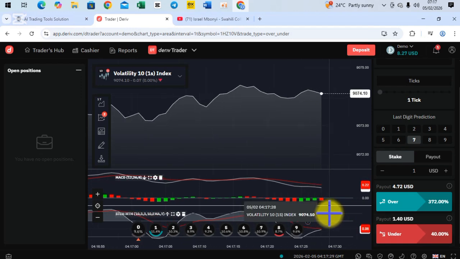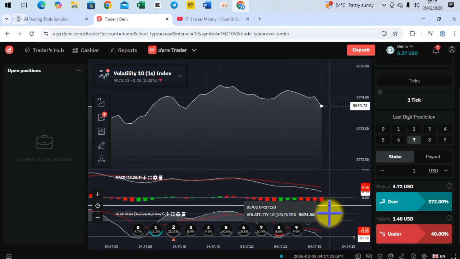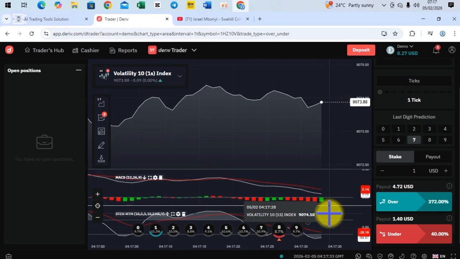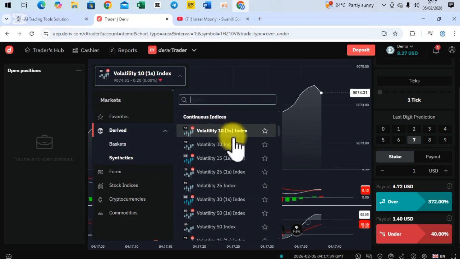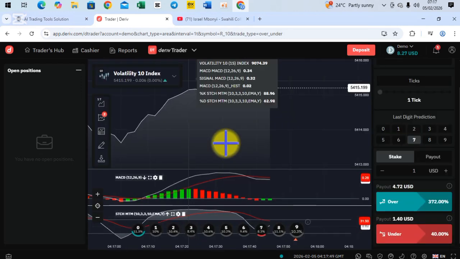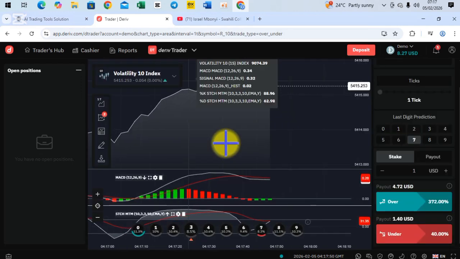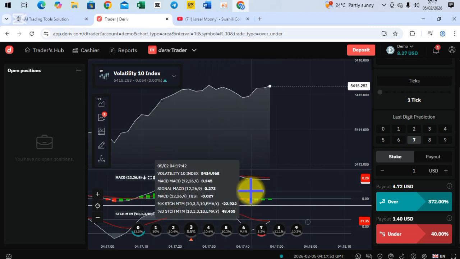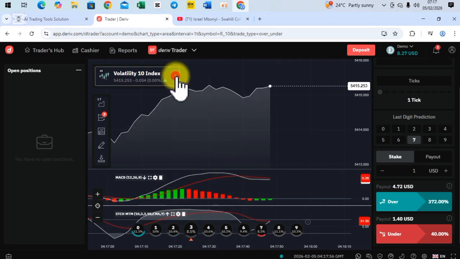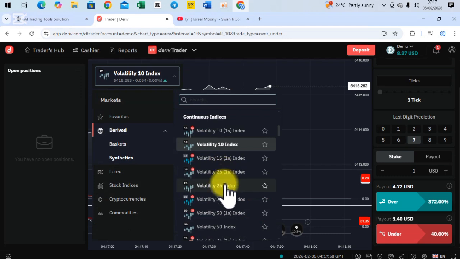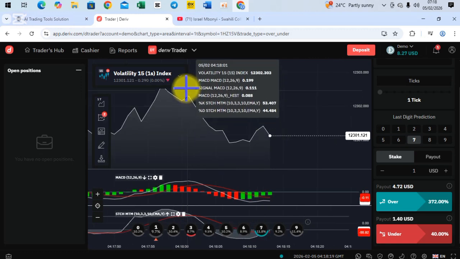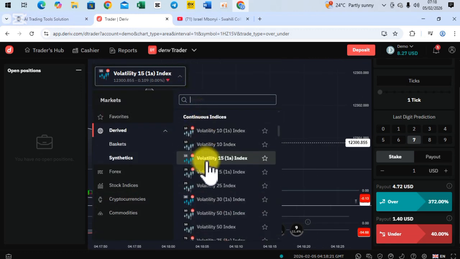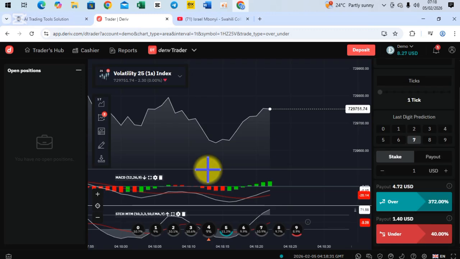Oh, the market has changed because I can see a red bar on 8. So let's change the market. Let's look at V10. Okay, so V10. No, the red bar is on 7. So let me change to a different asset. Let's say volatility 15 1s. The green bar is on 7. We leave that asset. We change to a different one, 25 1s. It does not also meet the criteria.